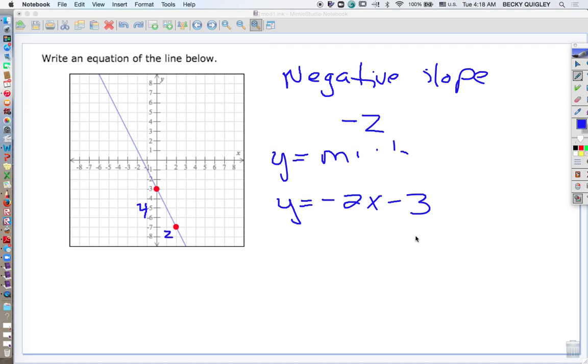And it never hurts if you want to go back and double check a point. You see this one goes on perfectly, so we could throw in negative 4 and see if we get 5. So negative 2 times negative 4 minus 3, 8 minus 3, yep. So I know I did that correctly.